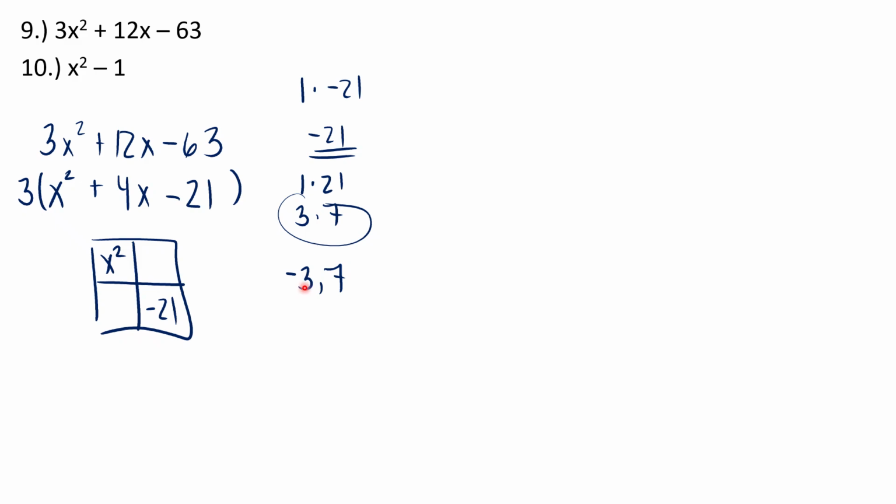Quick double check. Negative 3 times 7 is negative 21. Negative 3 plus 7 is 4. Got to make sure I go to the right spot on the page. So we'll have negative 3x and 7x.